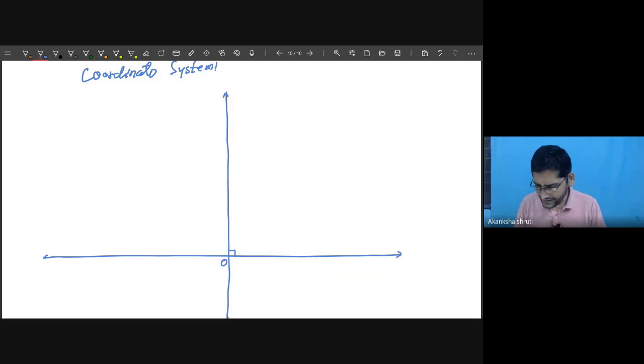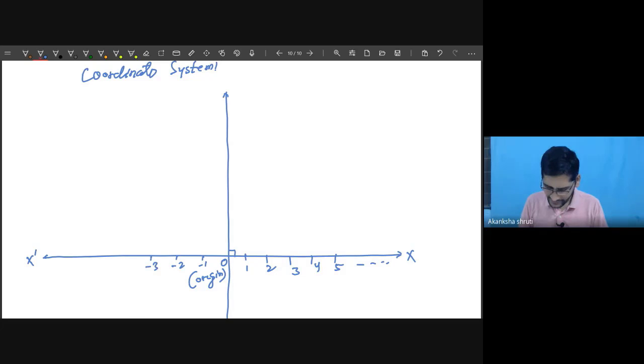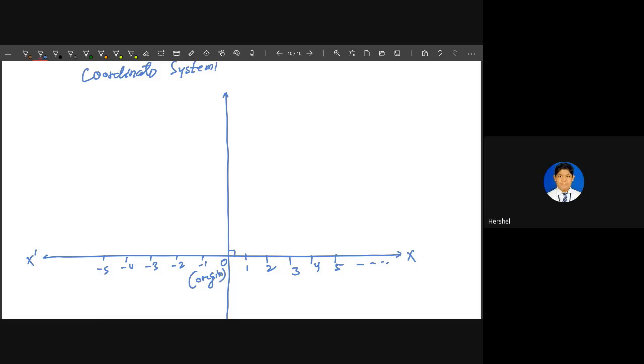The point where they intersect is called the origin. So O is the origin. The right-hand side horizontal axis is taken as the x-axis, which is positive, and it can be numbered 1, 2, 3, 4, 5, meaning a scale can be taken on our graph. On the negative side, the left-hand side of the origin on the horizontal axis, x dash, it is taken as negative: -1, -2, -3, -4, -5, and so on.